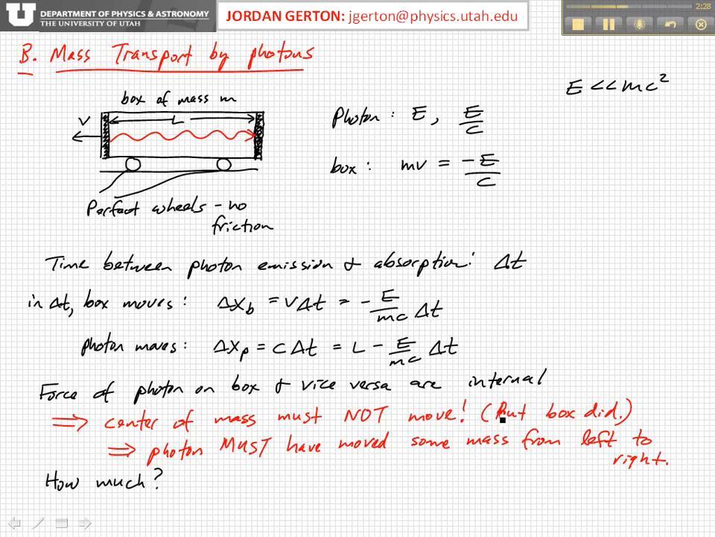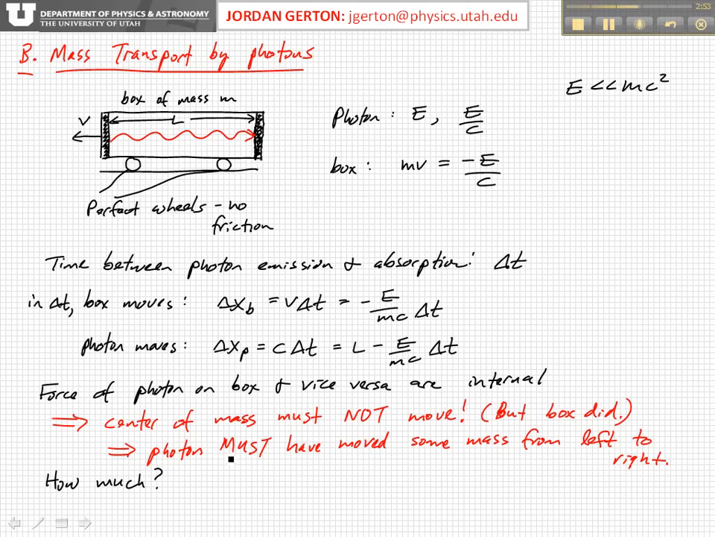Okay, so the center of mass of the box must not move, but the box actually moved. We've established that. So the center of mass didn't move, but the box actually moved. And what that means is that the photon must have moved some mass from the left to the right. So we see the box move to the left a little bit, but the center of mass of the box doesn't move, that means that some mass must have been taken from the left and moved to the right. Okay, some small bit of mass.